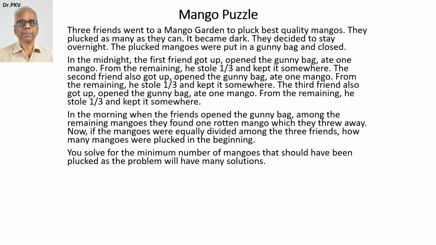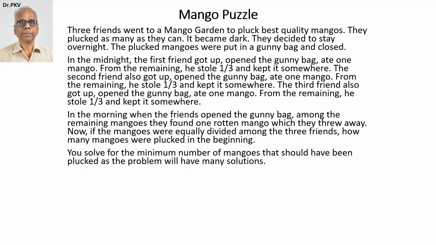In other words, he first ate one mango. After eating, he stole 1/3 and kept it somewhere. The second friend also did the same thing, ate one mango. From the remaining, he also stole 1/3 and kept it somewhere. The third friend also did the same, opened the gunny bag, ate one mango. From the remaining, he stole 1/3 and kept it somewhere.